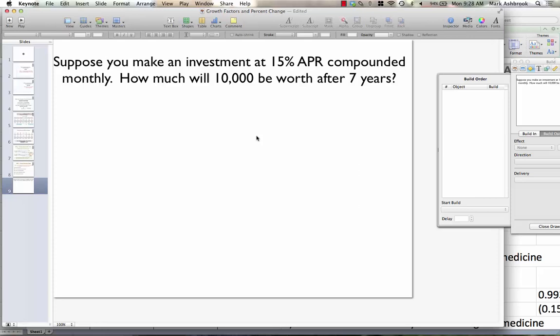Okay, suppose you make an investment of 15% APR compounded monthly. How much will 10,000 be worth after 7 years? So what do we really need to know to answer this question? We want the APY, okay? So let's walk through that. What do we do first?